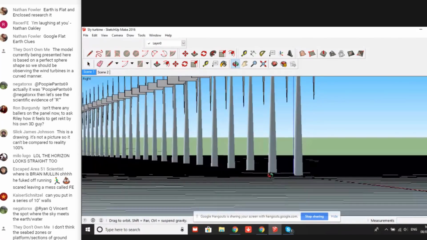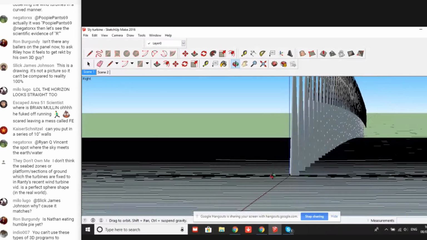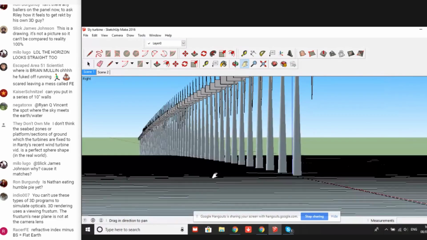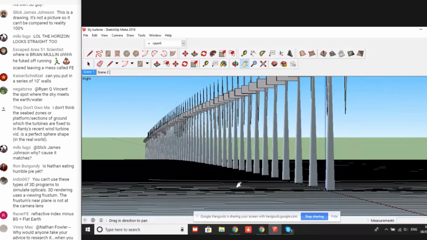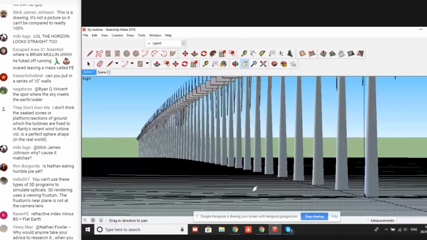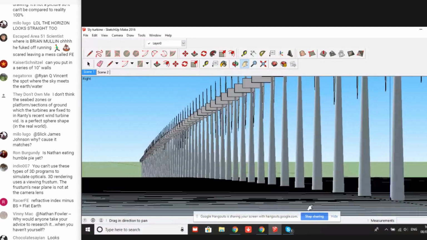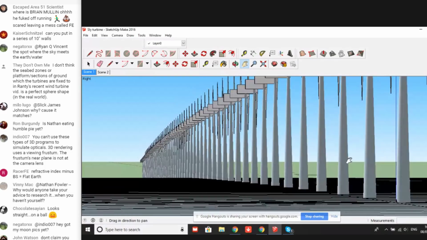I'll just make a point here. What we are looking at here is a straight wall going out to sea. It's straight, and you see curvature, yes. Now, where don't we see this happening? In reality, we only capture it on sightlines with a wall of atmosphere.